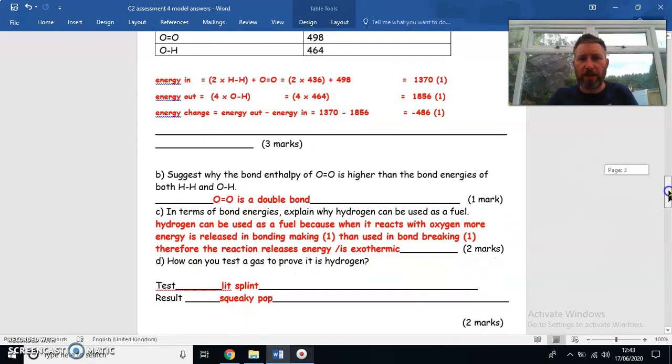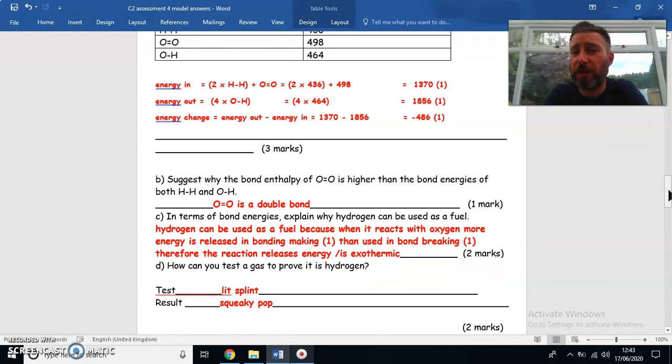Why is O double bond O stronger than the others? Because it's a double bond. Any variation of that, the bond is stronger, I accepted, but bond enthalpy is to do with strength. You'll understand more about single and double bonds next year when we look at covalent bonding and actually how atoms stick together. Right, C was the question I think that probably confused people the most, and it is worth looking at because it will come up fairly frequently.